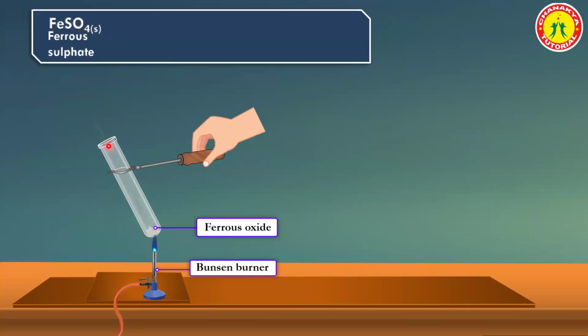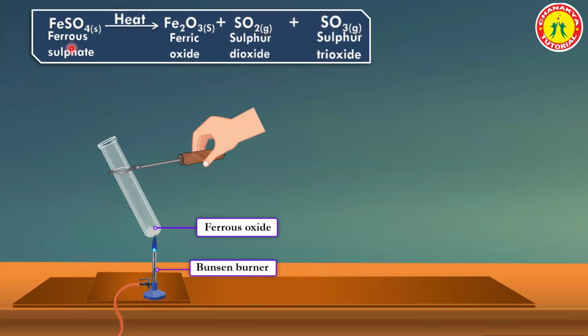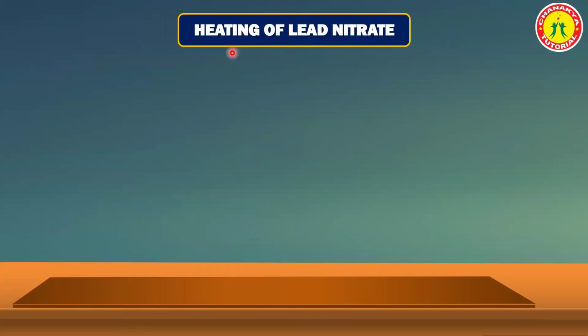So the reaction that is taking place is FeSO4 in presence of heat changes to Fe2O3, that is ferric oxide, plus SO2 plus SO3. So this ferrous sulfate is heated and it decomposes into Fe2O3 plus SO2 plus SO3. So these two gases are released. So a complex reactant changed into simpler substances. So this is also an example of a decomposition reaction.